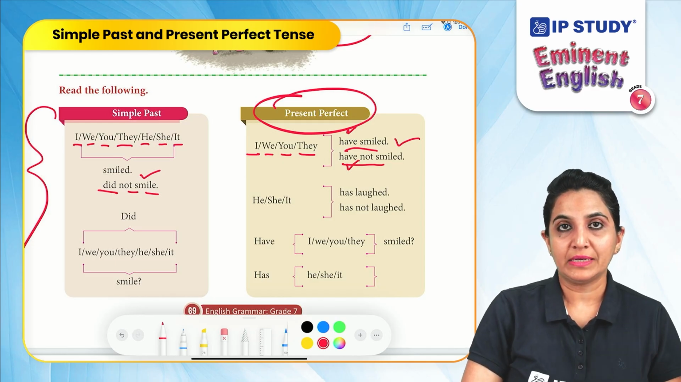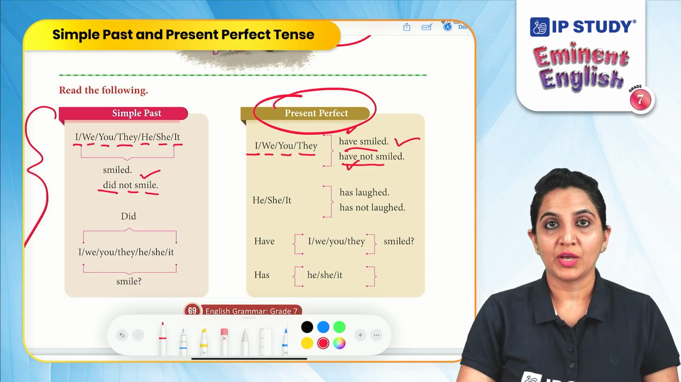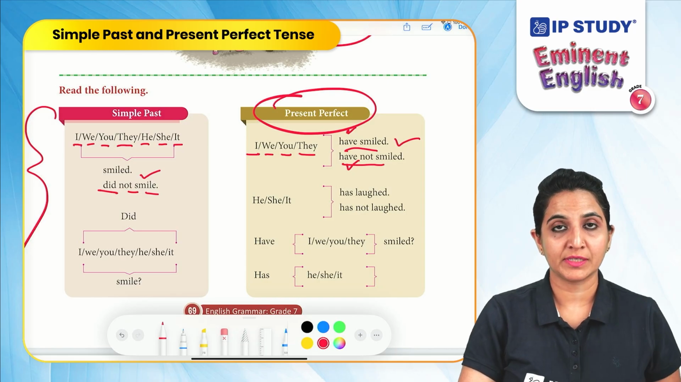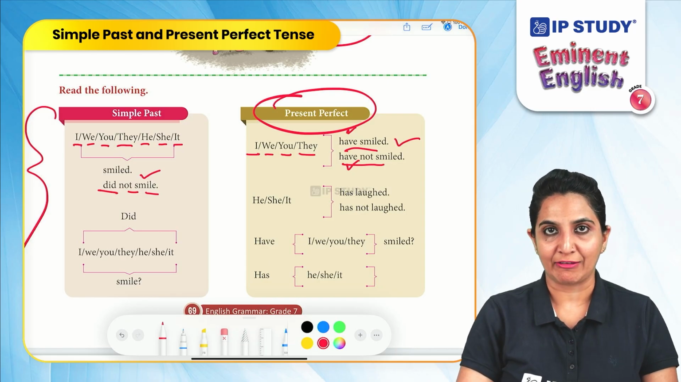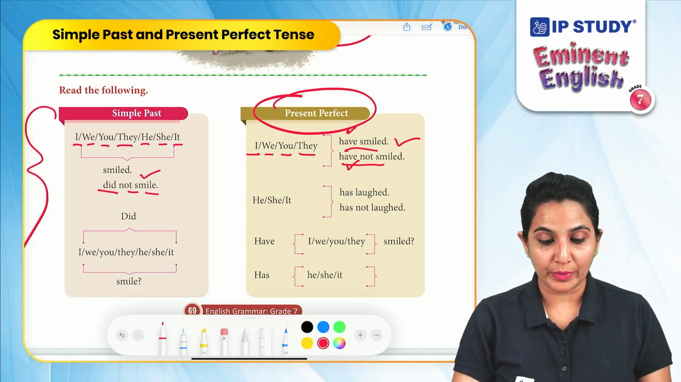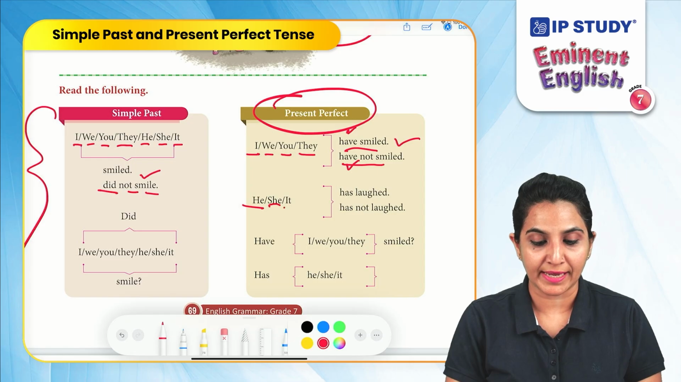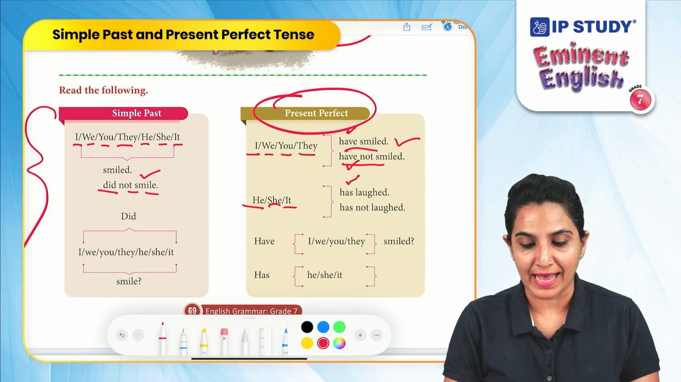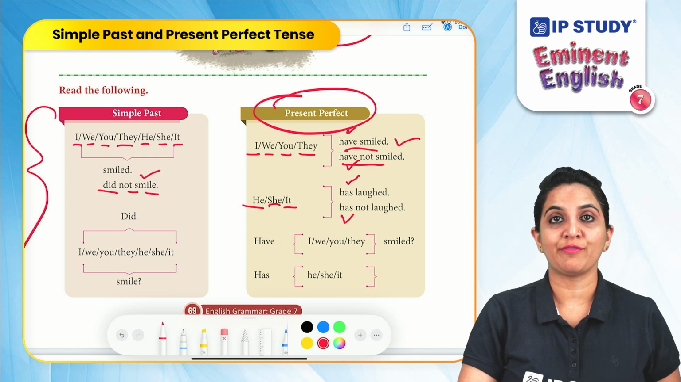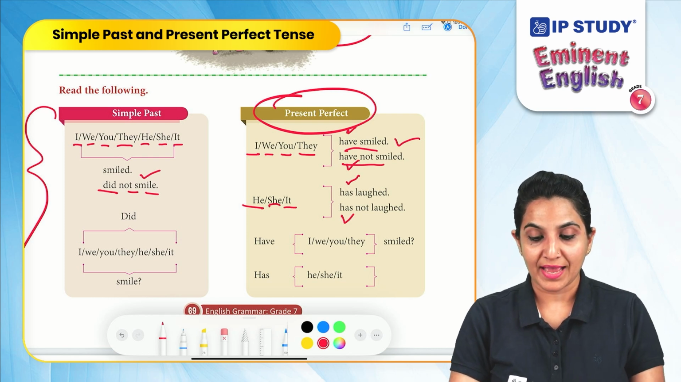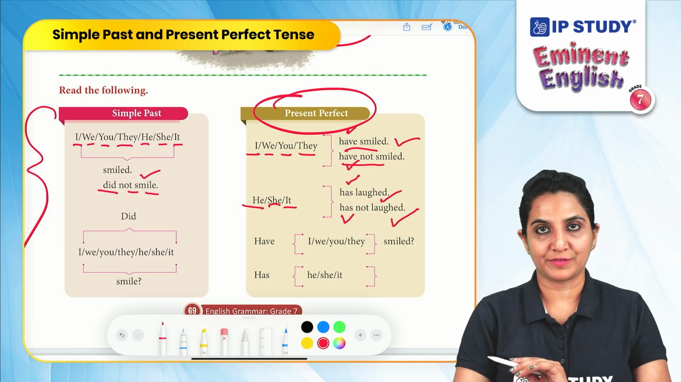So, with the words like I, we, you, they, which means the first person, or with the plurals, we always add have. Similarly, with second person or with singulars, he, she, it, we always add has. That is a major difference between the use of has and have. She has laughed, she has not laughed.